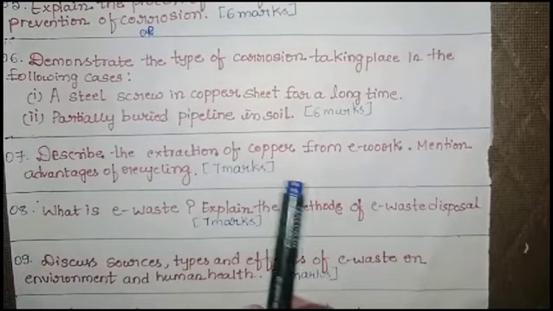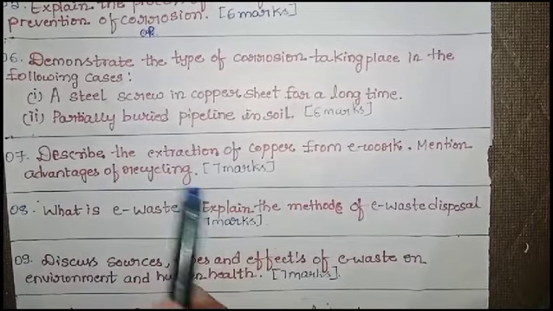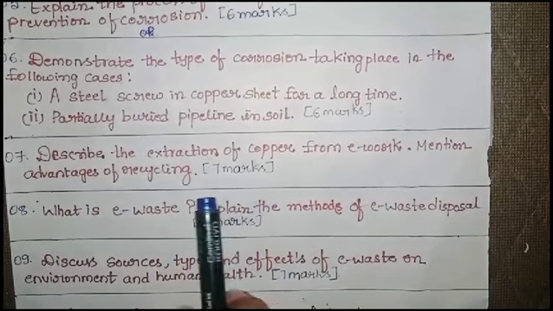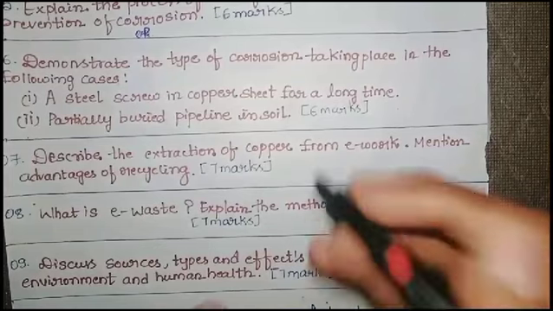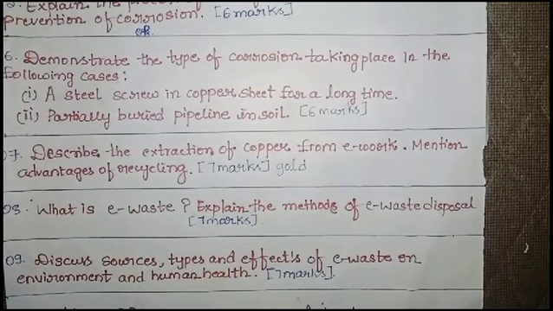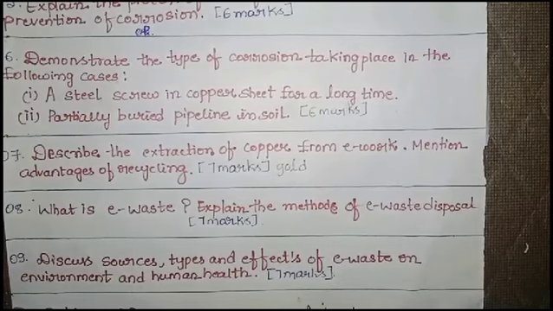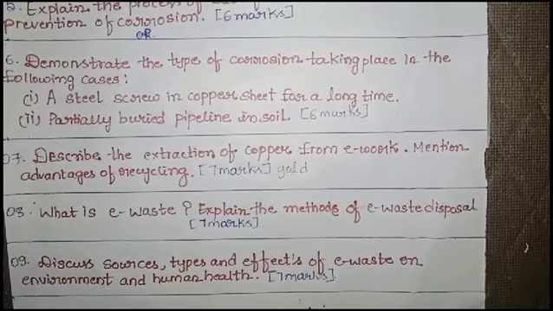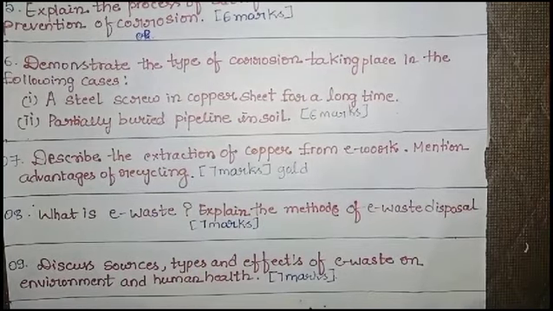Next, describe the extraction of copper from e-waste. Mention advantages of recycling. Here you should write the definition and explain the extraction of copper, and they may also ask for gold. You should also explain the extraction of gold. If they ask copper or if they ask gold, you should explain the extraction of those metals and you should explain the advantages of recycling.